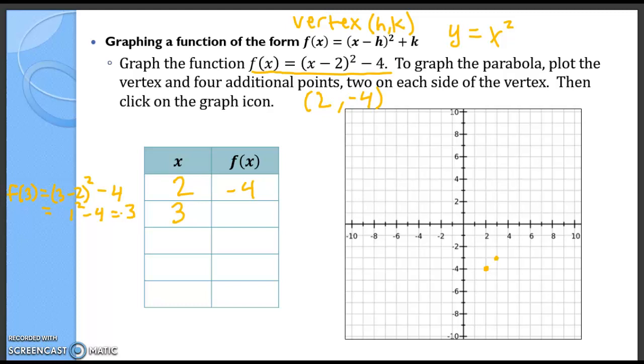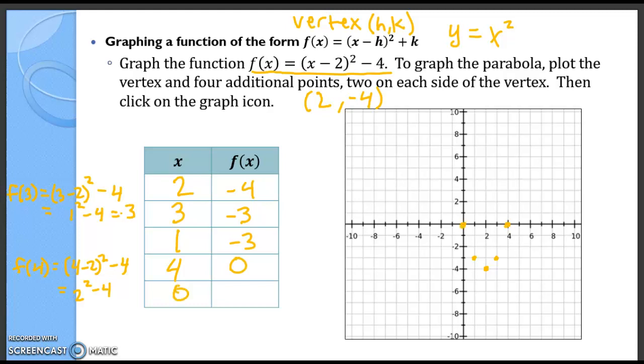And at 1 you can check the point. We're also going to be at negative 3 because of symmetry. Okay, and then at 4, let's check 4. f of 4 equals 4 minus 2 squared minus 4. So that becomes 2 squared minus 4, which is 0. So at 4, we're at 0. Which means also at 0 we're going to be at 0.